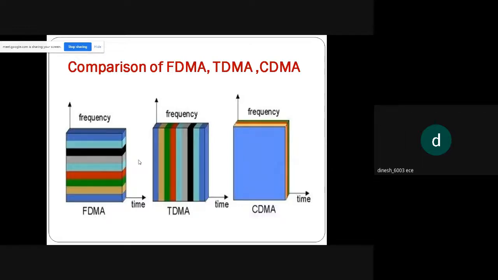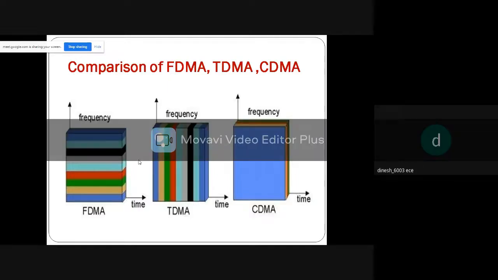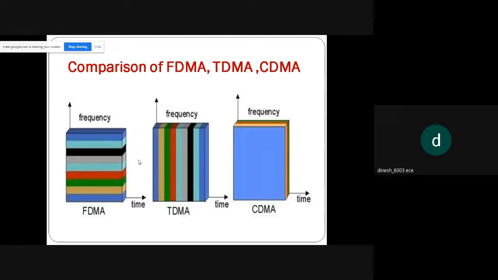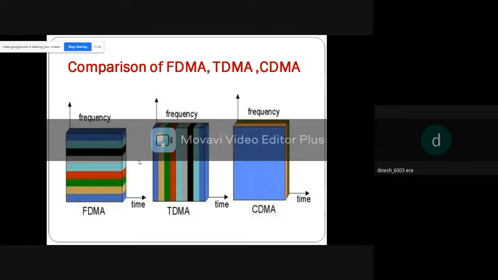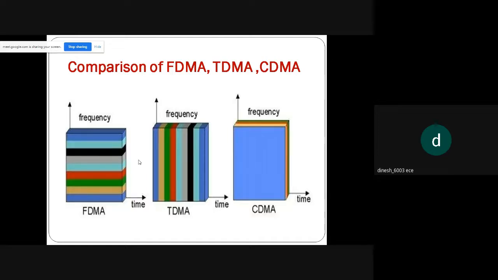Next is the comparison of frequency division multiple access, time division multiple access, and CDMA, all three in a single diagram. From the diagram itself, you can see time versus frequency for a single period of time. In FDMA, different users are allotted different frequencies. And in TDMA, for a single frequency, the users are allotted different time slots.